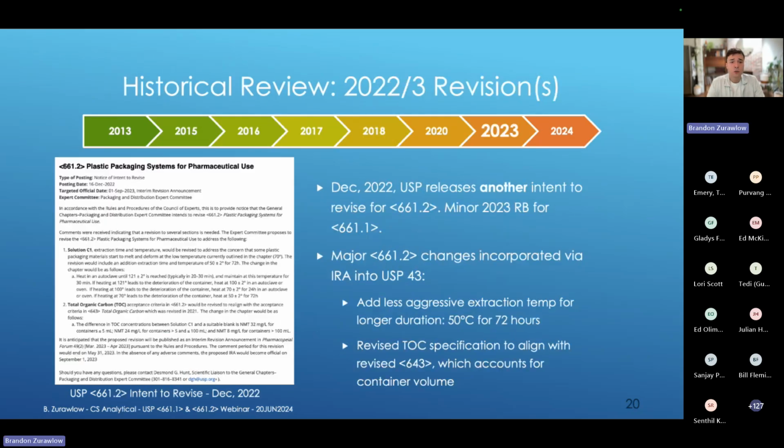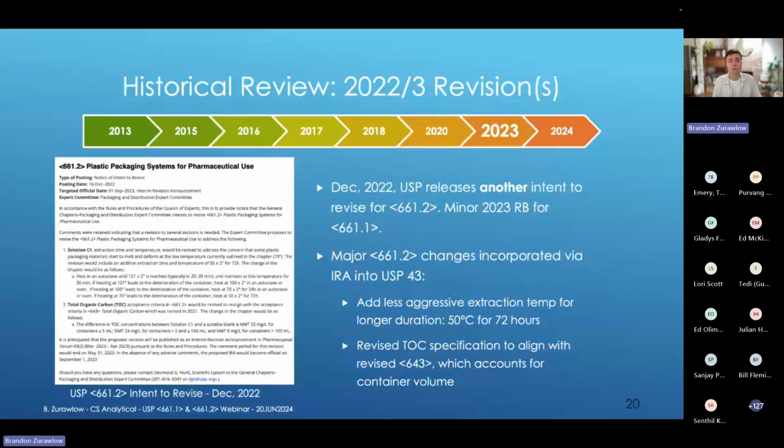Between the 2018 and 2022 timeframe, there were a few minor corrections, clarifications, and revisions, but it wasn't until December 2022 that there was another substantial change to the chapter, in this case to 661.2. In 2022, a Notice of Intent to Revise was released. 661.2 was put back into PF, and the additions here were incorporated into USP 43, and it's in the state that it is today.